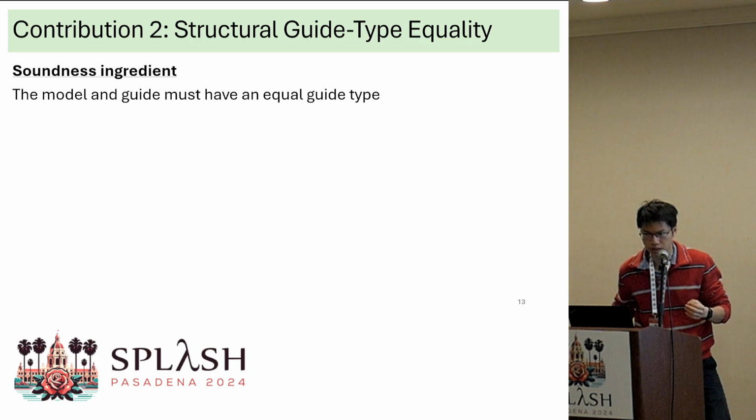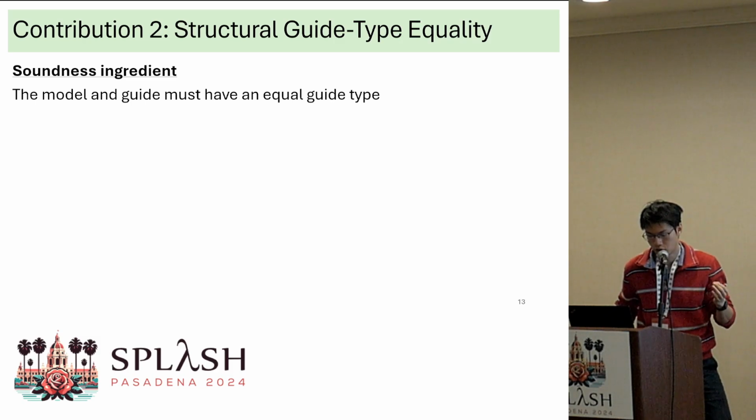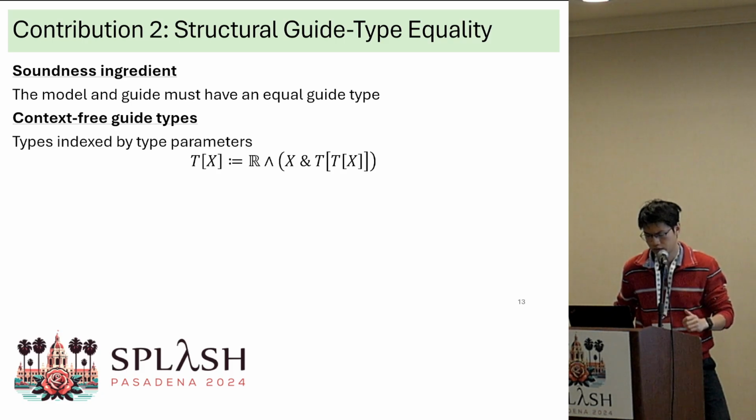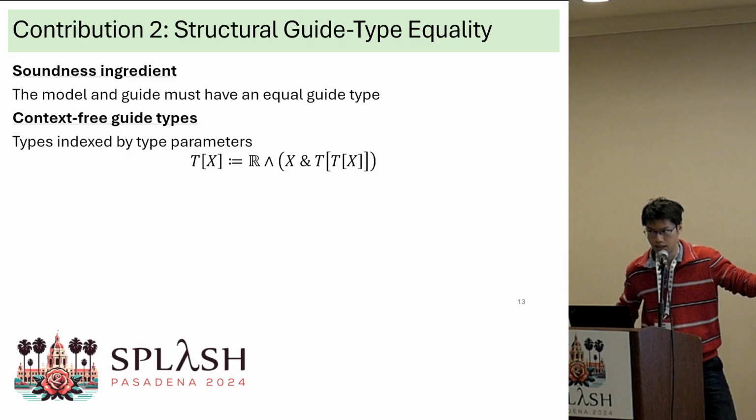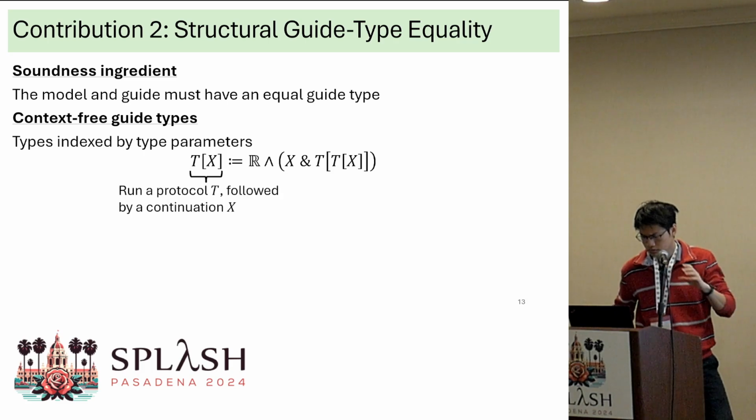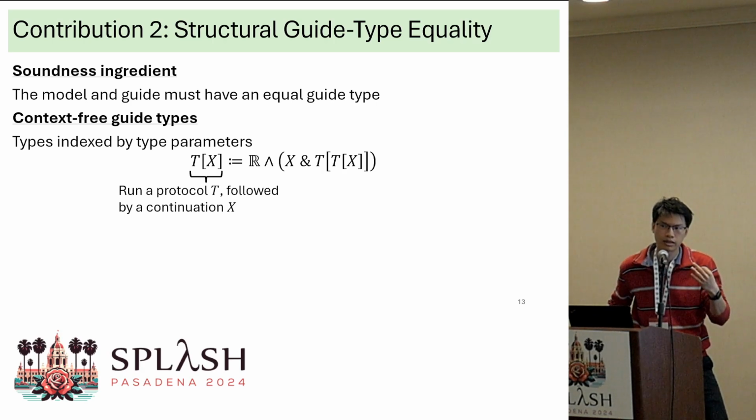So in this formulation of BMH, a key soundness ingredient is that the model and guide must have an equal guide type, because otherwise, the communication between the model and guide will fail. And guide types in general can be context-free types, which are types indexed by type parameters. An example of a context-free type is on the slide, where T is a type name and X is a type variable. So the intuition of the guide type T of X is that we first run a protocol T, followed by some continuation captured by the variable X.